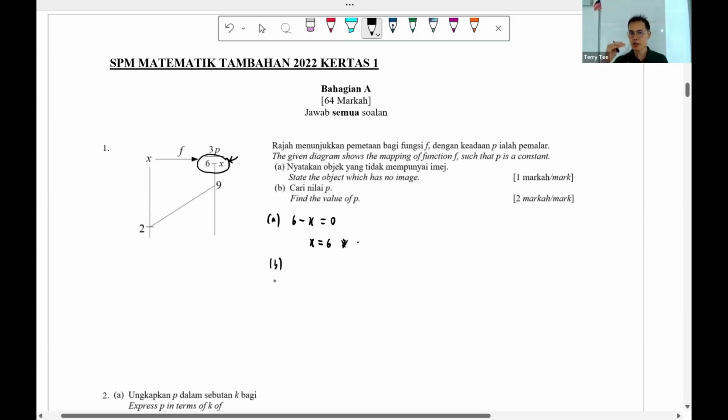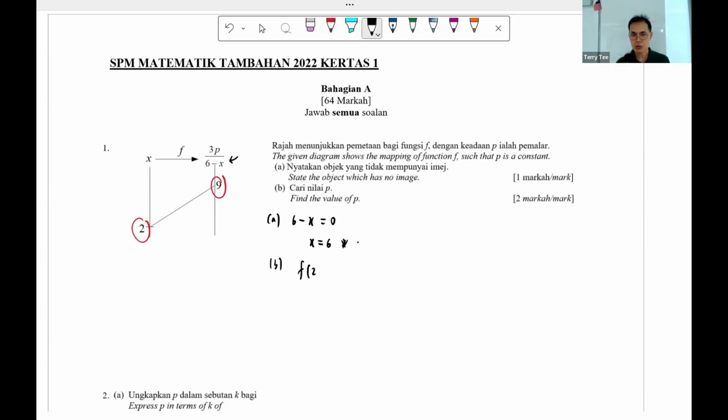Find the value p. To find the value p, we have to use this pair of information, the object and image. This is your object, your x value. This is the image, which is your y value or your f(x) value. So we can write this as f(2) equals 9. Now, when I substitute x with 2, it's 3p over 6 minus 2, and the result is 9. What are we finding? We are finding for p. So let's do it very slowly. 3p over 4 equals 9.